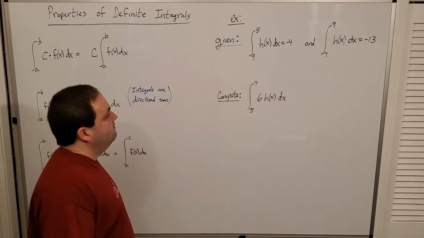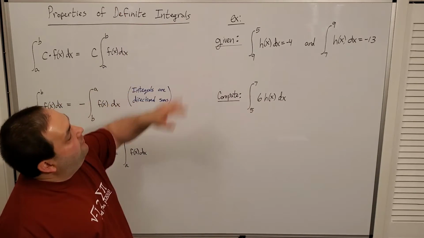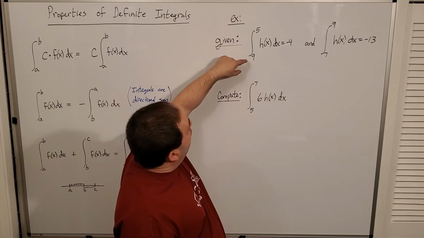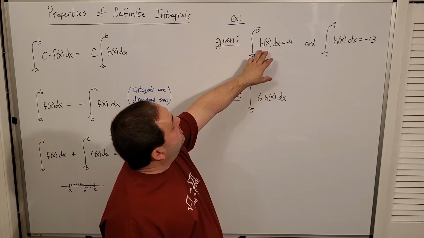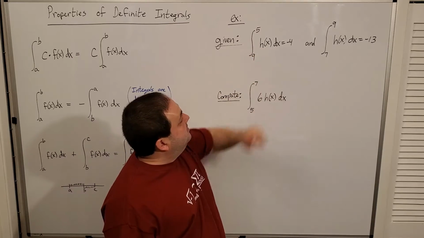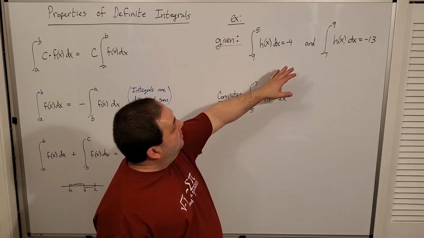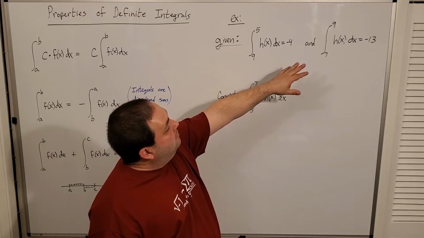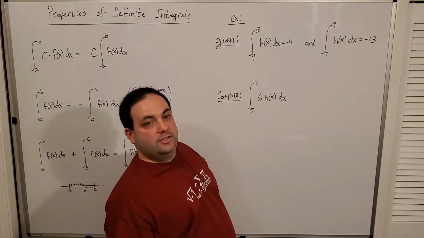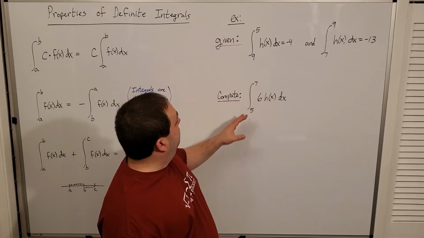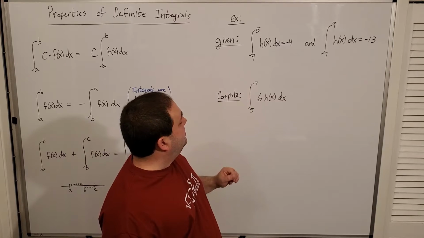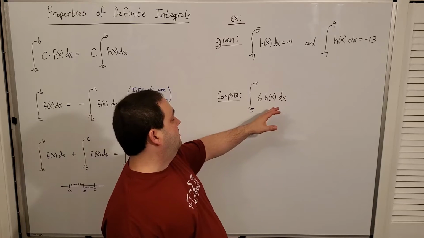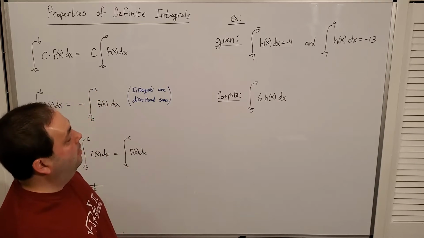Here's some examples. If you are given, or maybe at some point you were already calculating, that the integral from 9 to 5 of some function h of x is -4, and the integral from 7 to 9 of h of x happens to be -13. We want you to compute the integral from 5 to 7 of 6 times h of x dx.